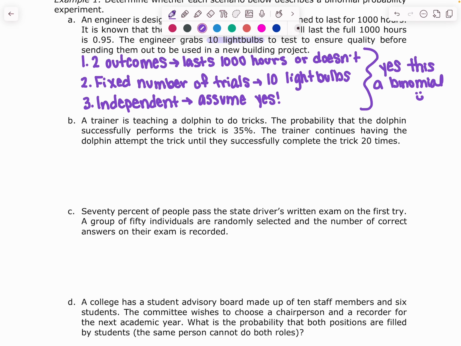So let's look at the next one. A trainer is teaching a dolphin to do tricks. The probability that the dolphin successfully performs the trick is 35%. The trainer continues having the dolphin attempt the trick until they successfully complete the trick 20 times. So, do we have two outcomes? We do. Either the dolphin does the trick or they don't do the trick.